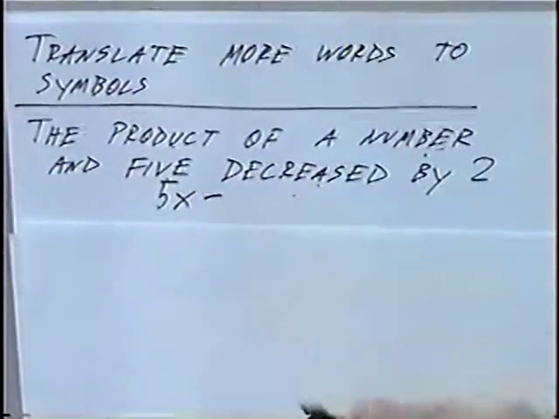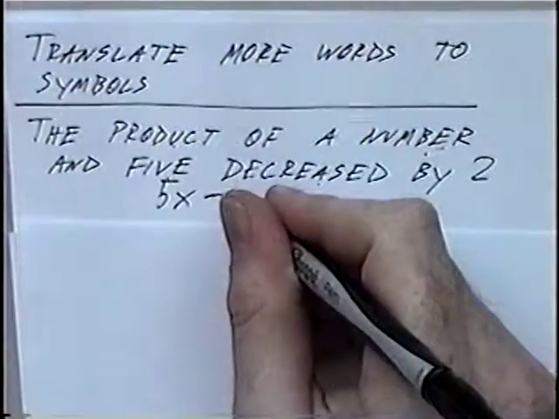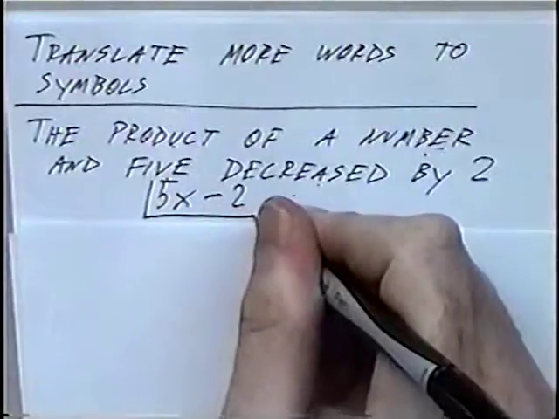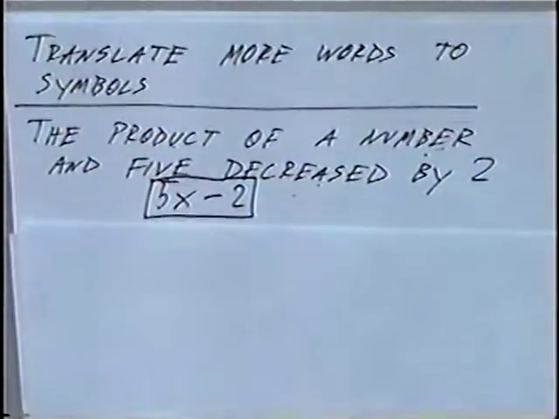Decreased, again, we make smaller or subtract, and we're subtracting 2. So the answer would be 5x minus 2.